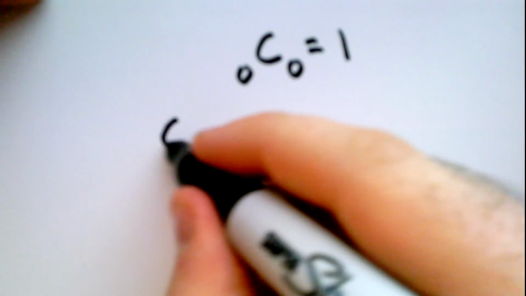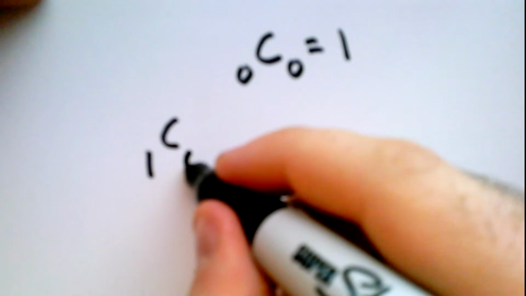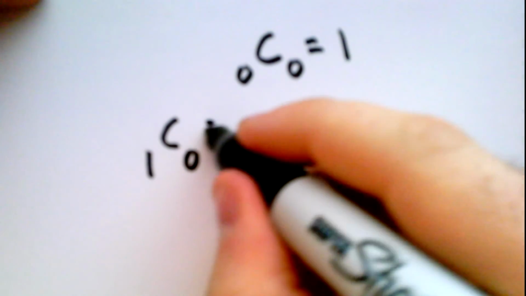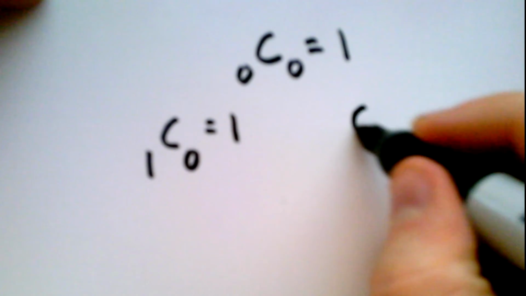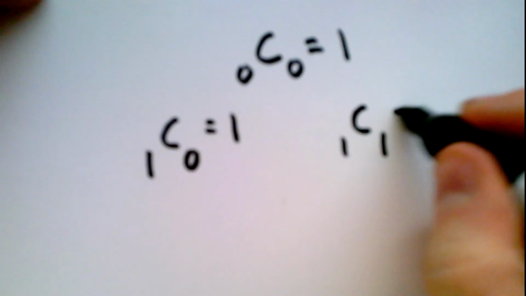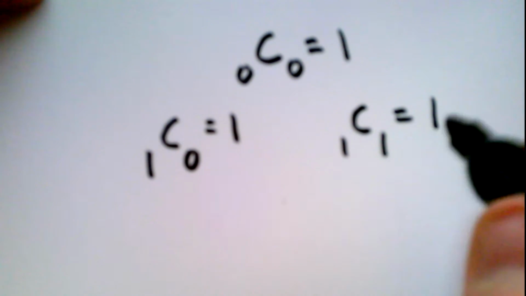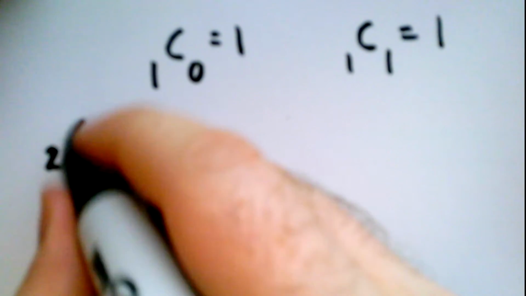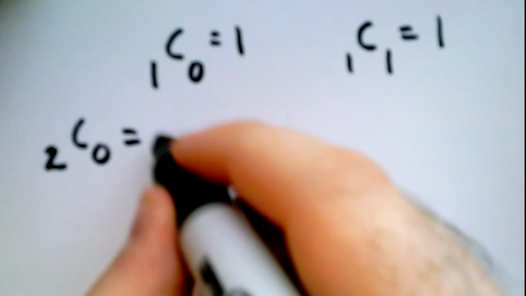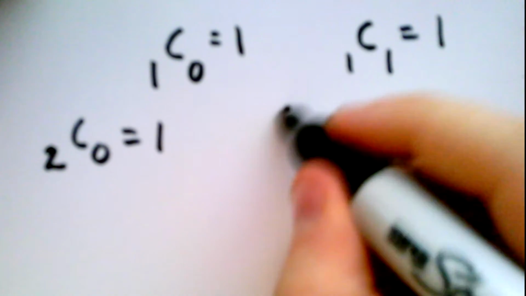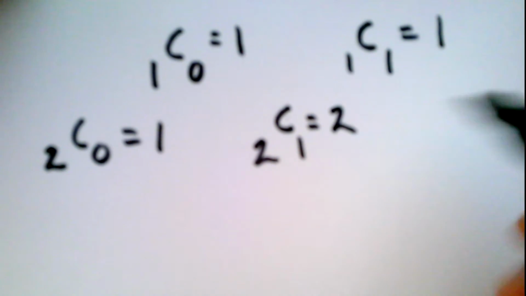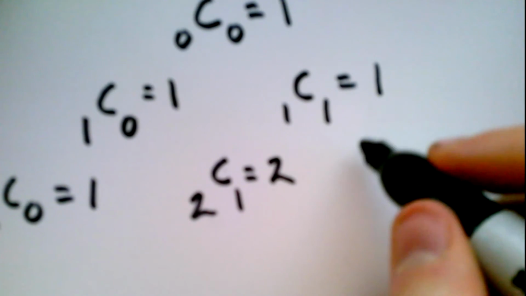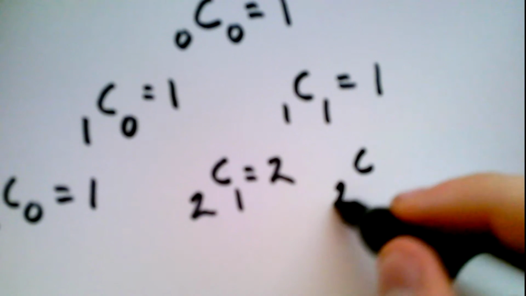We have 1 item, and we take 0 of them. There's only 1 way to do that. If we have 1 item, and we take it, there's only 1 way to do that as well. If we have 2 items, and we take none of them, there's only 1 way to do that. But there are 2 ways to take 1 of the items, and there is 1 way to take both of the items.